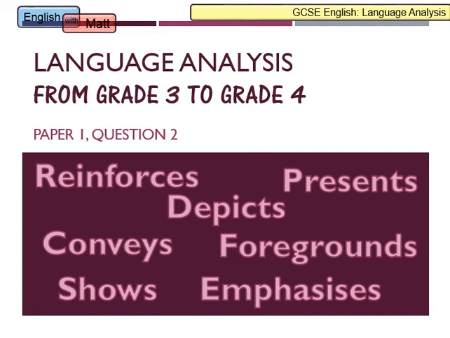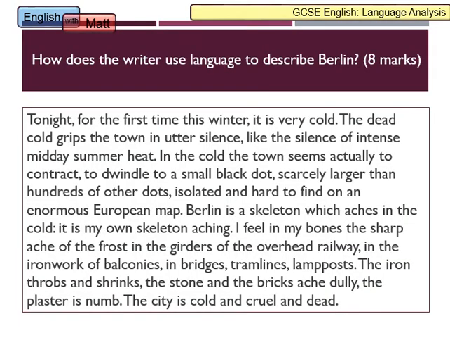So using some of those words in the purple rectangle, I always find relatively effective for students to do, and certainly something that students who get a grade 4 or above often do. The question that we're looking at: how does the writer use language to describe Berlin? And this is from a novel I read recently.